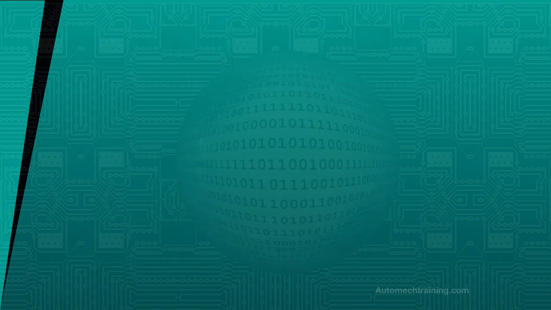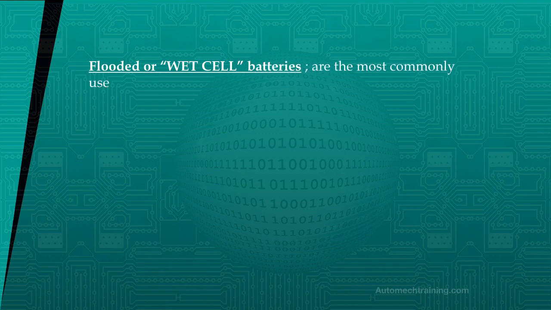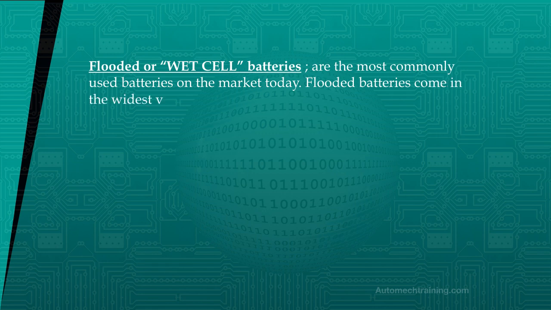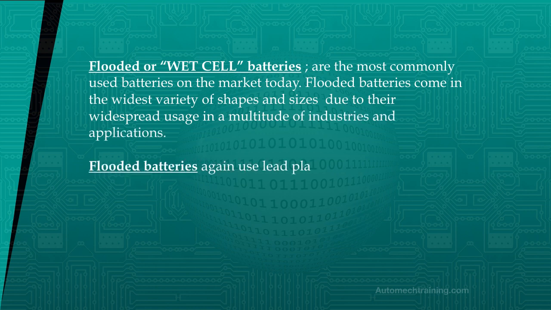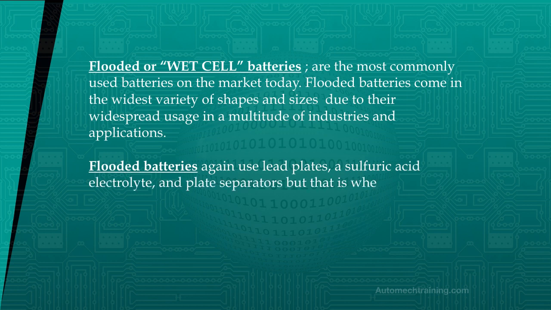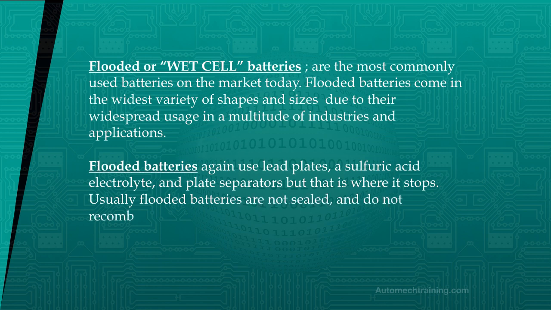Flooded or wet cell batteries are the most commonly used batteries on the market today. Flooded batteries come in the widest variety of shapes and sizes due to their widespread usage in a multitude of industries and applications. Flooded batteries again use lead plates, a sulfuric acid electrolyte, and plate separators, but that is where the similarity stops. Usually flooded batteries are not sealed, and do not recombine.